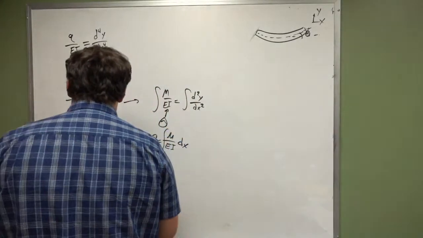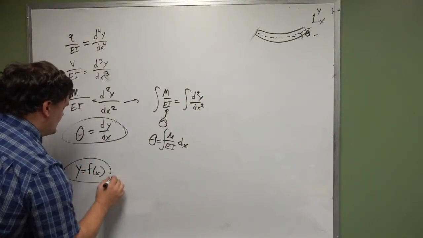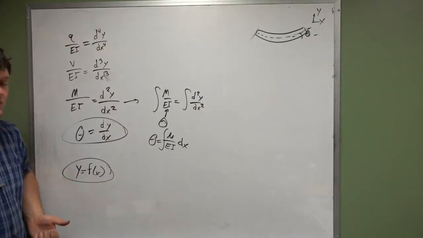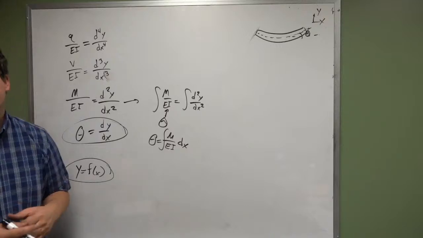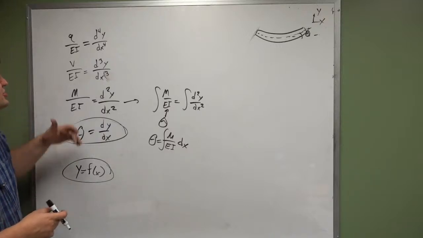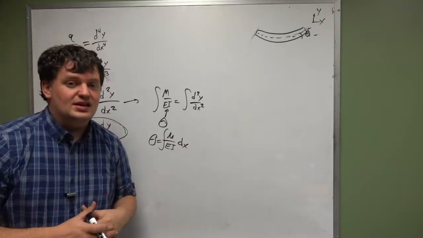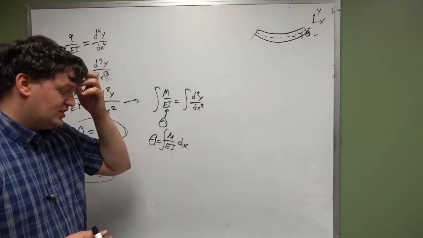The last equation then is that y is equal to f of x. This is just the shape of the beam. If we were to come up with an equation that dictates what the shape of this beam is, it is y. Okay? So the progression of how we get from here to here ultimately is the way that we calculate stresses in the system. Okay?